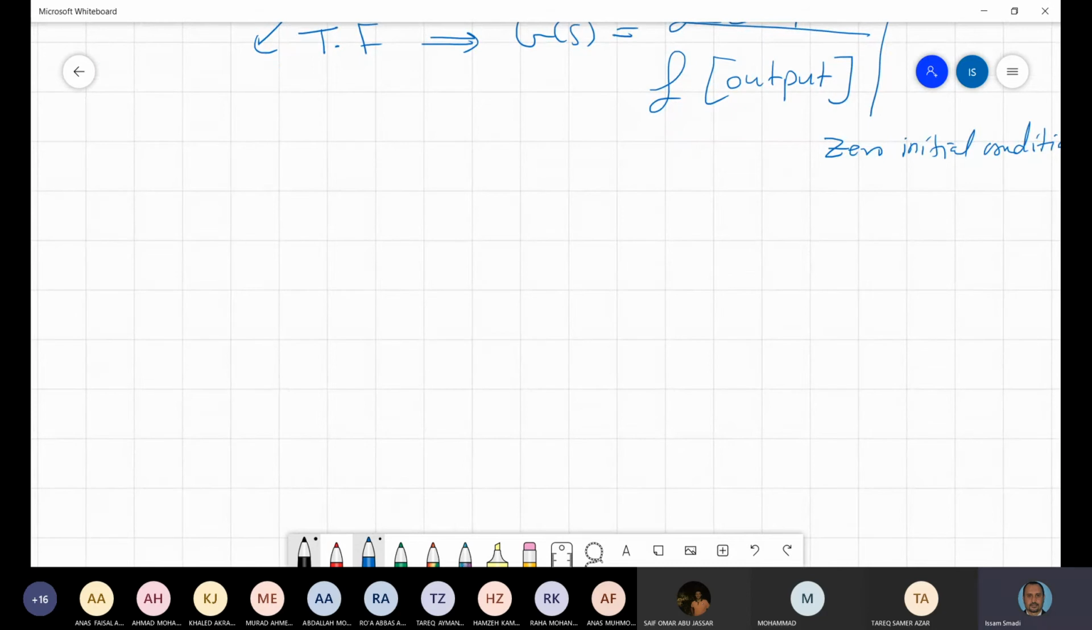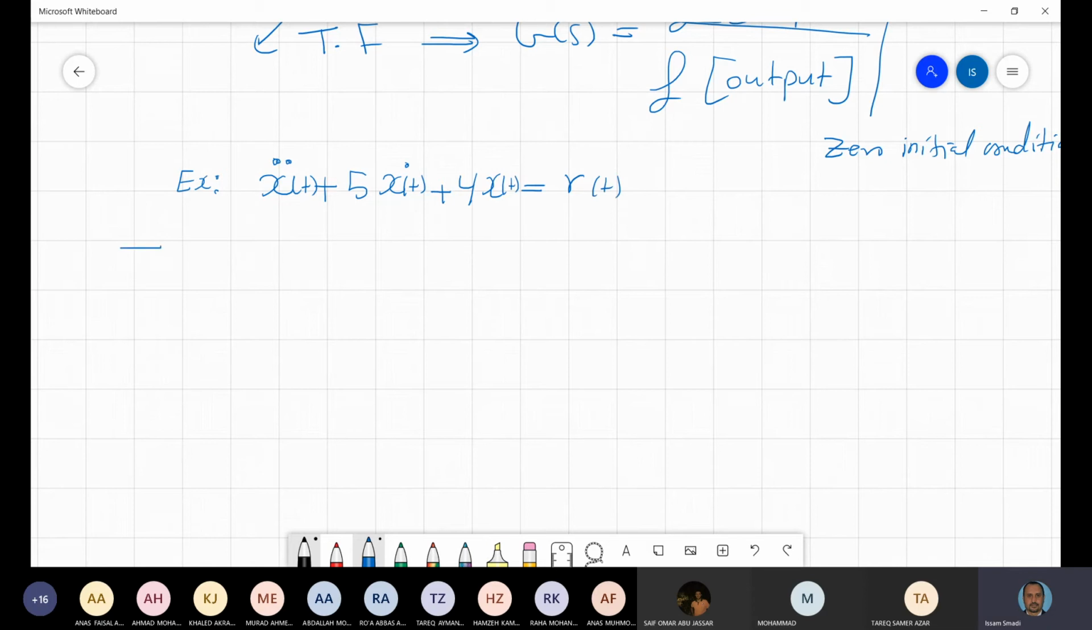So let's assume that we have the following example: X double dot plus 5 X dot plus 4X is equal to R, of course, it's all functions of T.